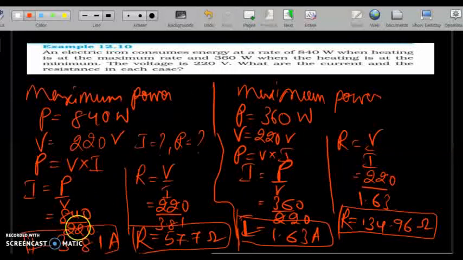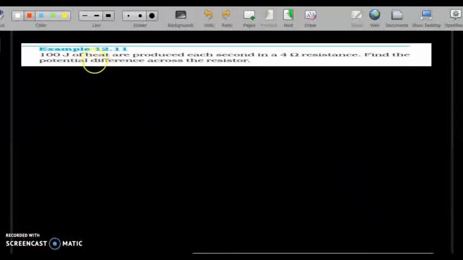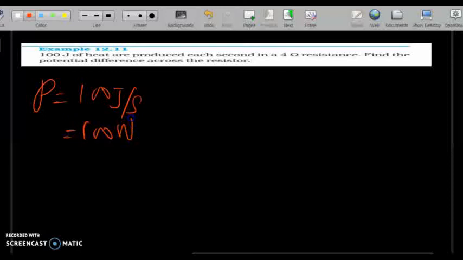So this is it, children, right? Now we'll understand example 12.11. There is 100 joule of heat produced in each second in a 4 ohm resistance. Find the potential difference across the resistor. So 100 joule of heat is produced in every second. So the rate at which the heat energy is released is the power of the heating device. So power is equal to 100 joules of energy produced in 1 second. So that is 100 watt. That's the power of the heating device.